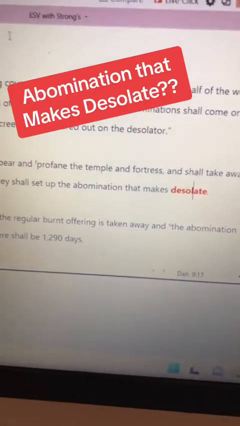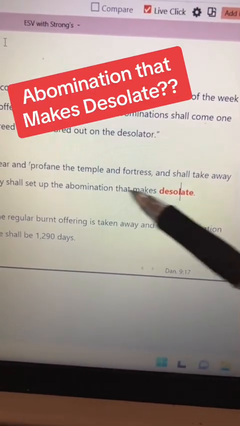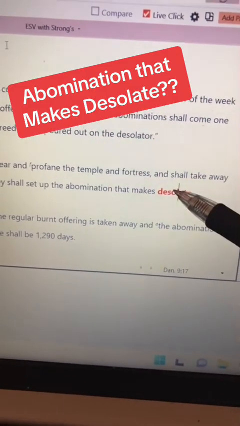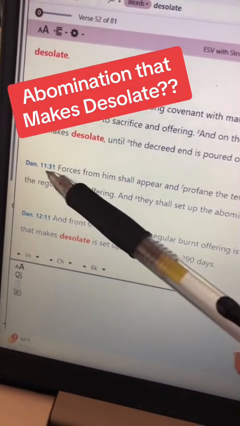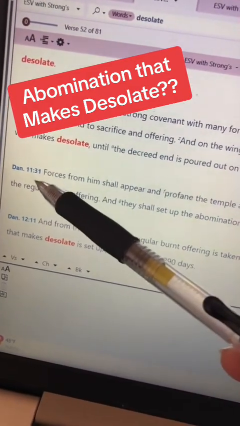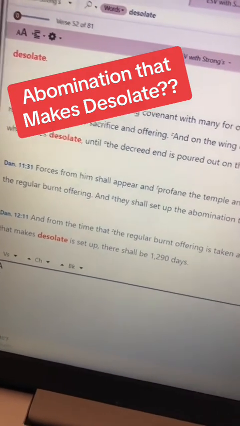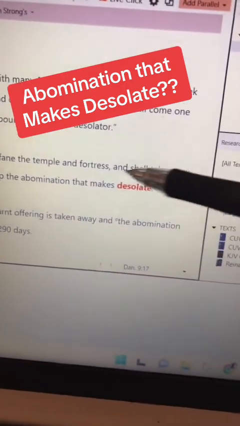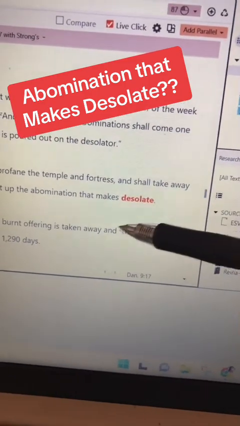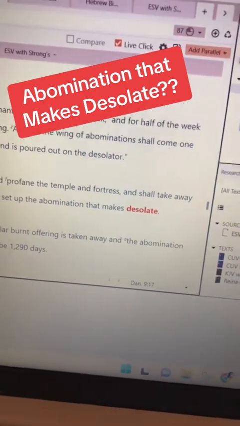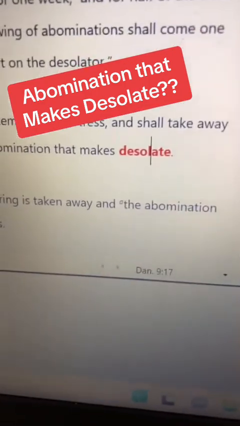Good morning. So I was led to take a look at the abomination that makes desolate today in the Hebrew. Now that's found in Daniel 11:31. I just want to point out something incredibly interesting about this word desolate. What does it mean to make desolate? There is a mystery here.